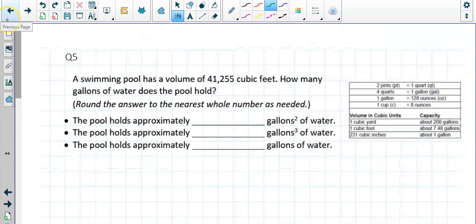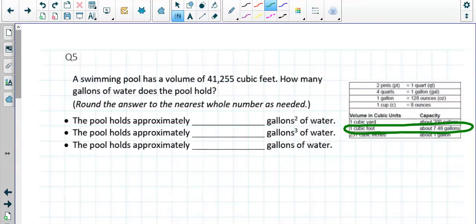Okay, the next guy. Ooh, trying to trick us on some things here. So let's take a look. It says a swimming pool has a volume of 41,255 cubic feet. How many gallons of water does the pool hold? Okay, so hopefully we have something over here that can help us with converting cubic feet into gallons. So if we look at our chart, hey, right here, cubic feet and gallons. And then down here there are 3 dots.